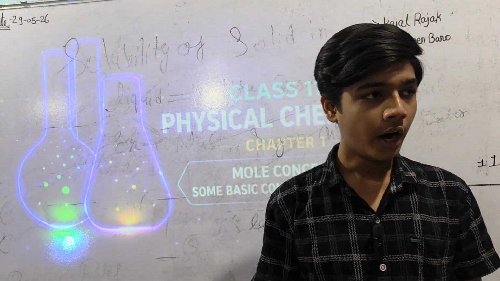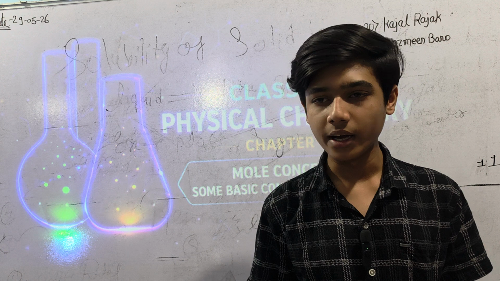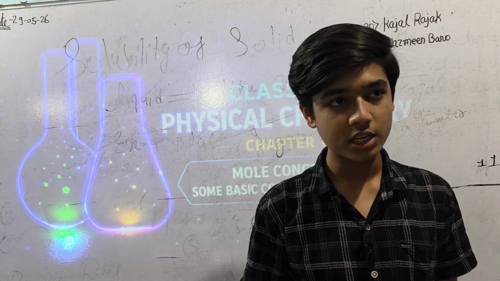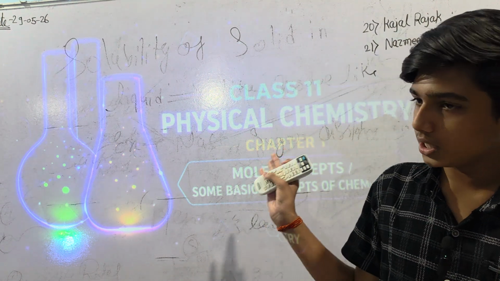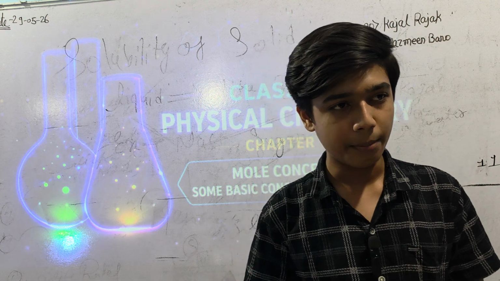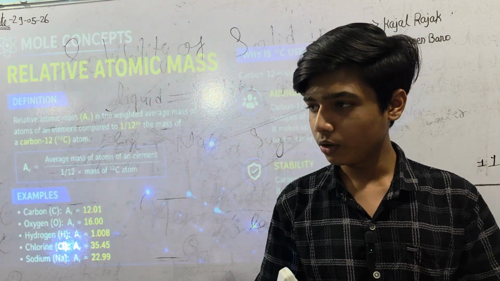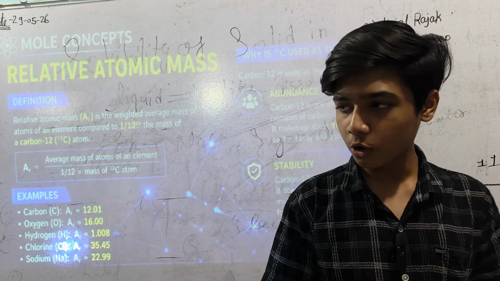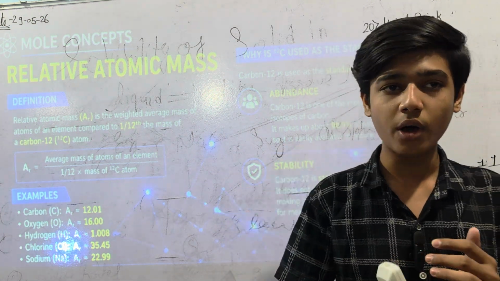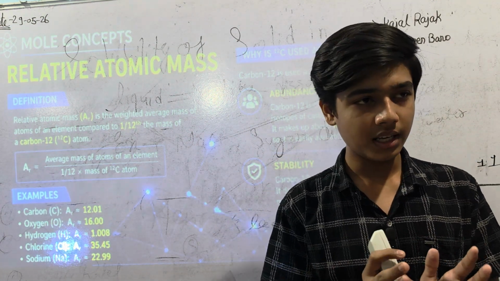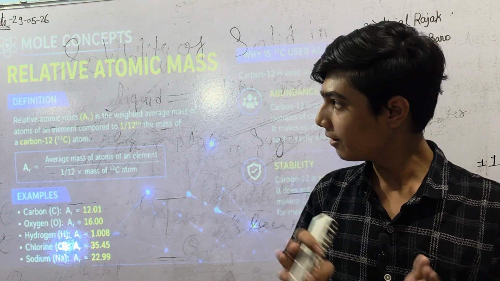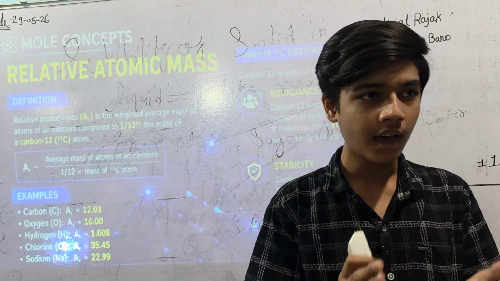Today I am here in front of you all to explain something about the grade 11 chapter number 1 of chemistry, especially chapter number 1 of the physical chemistry of grade 11, that is some basic concepts of chemistry, or the mole concept. Today we will move ahead in the mole concept, and today's topic is something related to atom and atomic mass. Basically, today's topic name is the relative atomic mass. Shortly, it is denoted as RAM.